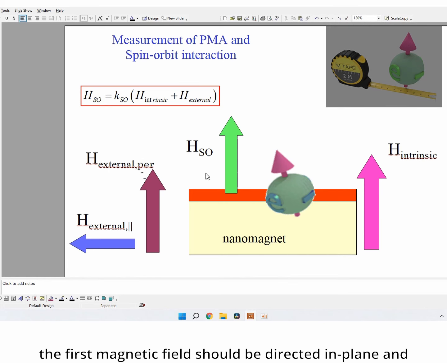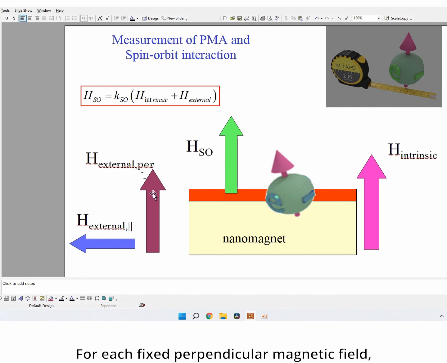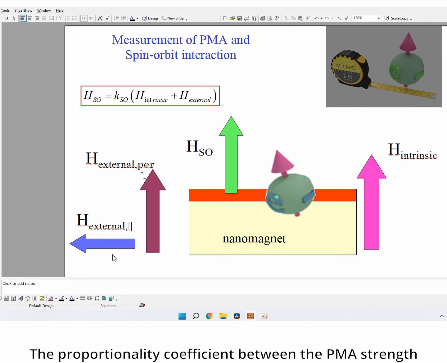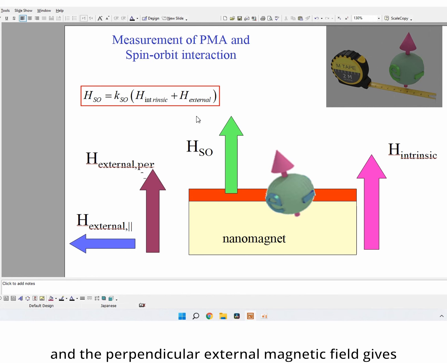The first magnetic field should be directed in plane, and the second field should be perpendicular to plane. For each fixed perpendicular magnetic field, the in-plane magnetic field should be scanned, and the PMA strength should be found. The proportionality coefficient between PMA strength and the perpendicular external magnetic field gives the strength of spin-orbit interaction. In this measurement, it's necessary to measure inclination angle of magnetization when the external magnetic field is scanned.